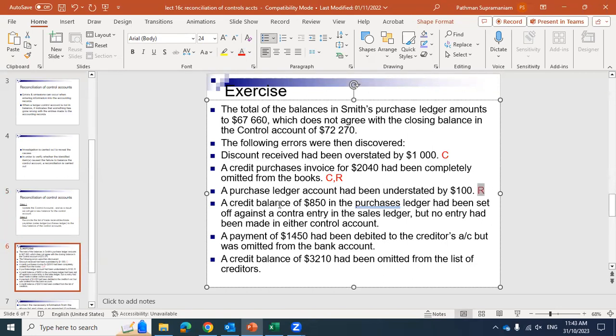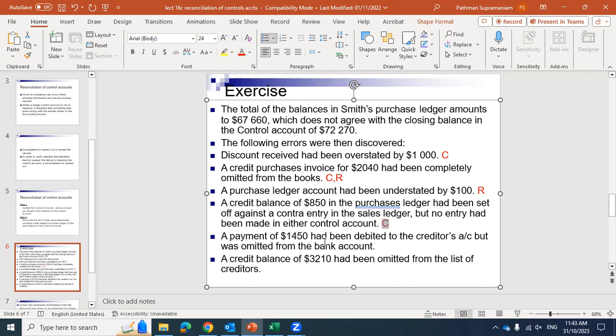Okay. Next, a credit balance of 850 in the purchase ledger had been set off against a contra entry in the sales ledger, but no entry had been made in either control account. So this is contra. And this contra entry had been recorded between the sales ledger and the purchase ledger, but it was not recorded at the control account level. So this will affect the control only.